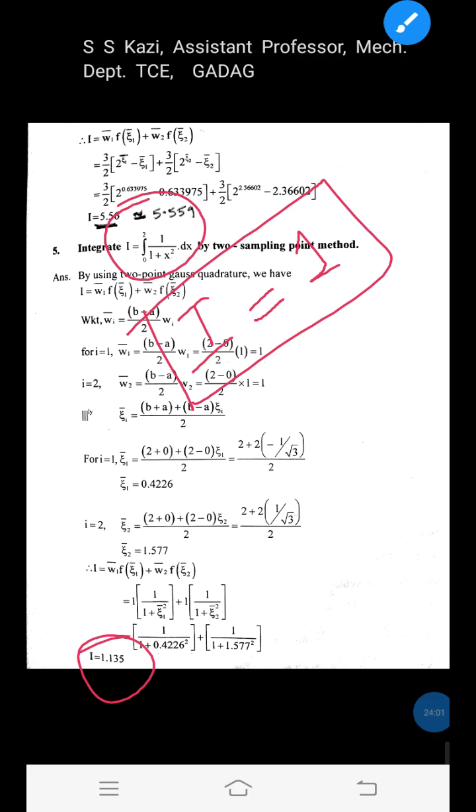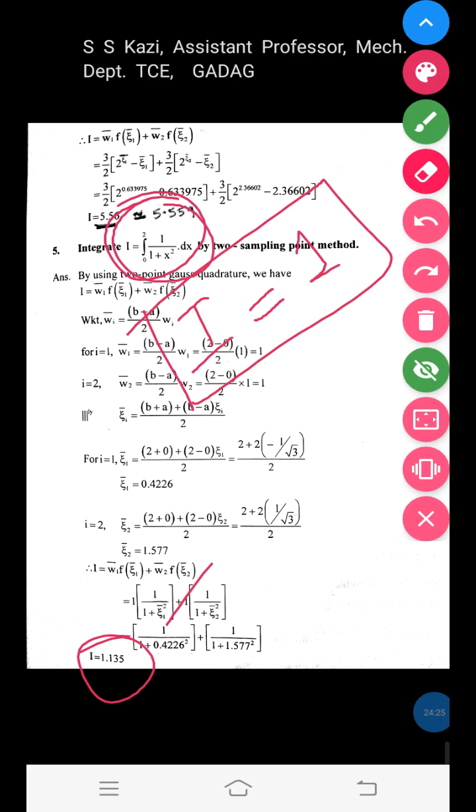Okay, this is how, my dear students, you can evaluate the given integral using 1-point method, and also 2-point method we have discussed already. And using 3-point method, just you equate the given integral with w1 bar f of zeta 1 bar plus w2 bar f of zeta 2 bar plus w3 bar f of zeta 3 bar. That means 3 weights and 3 sampling points we need to use.